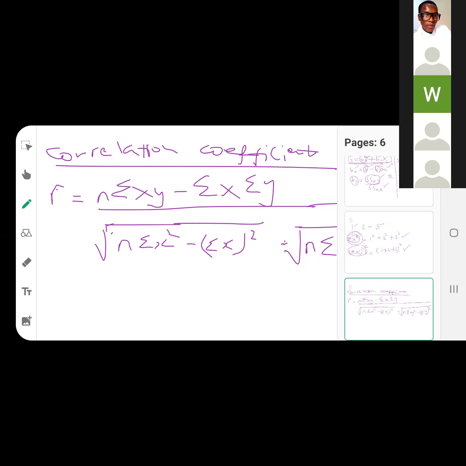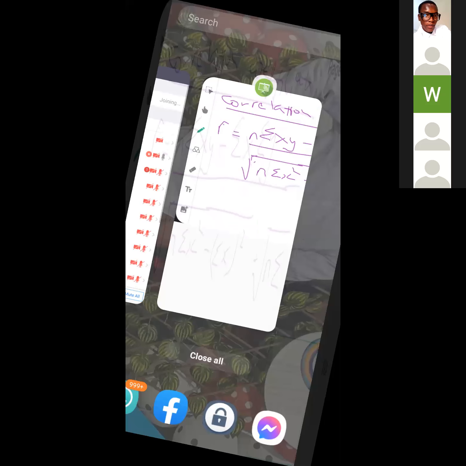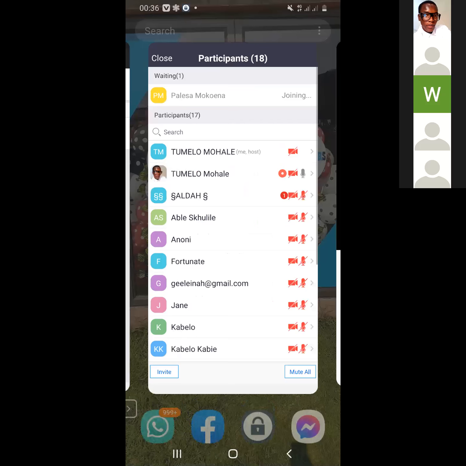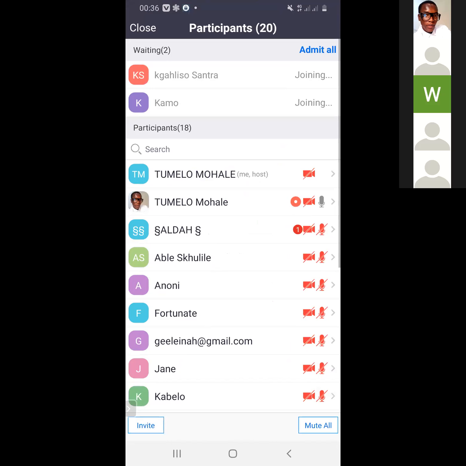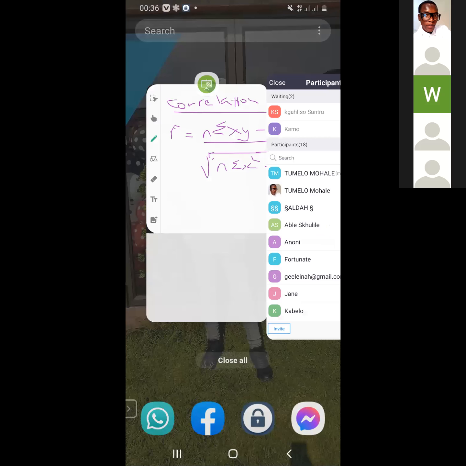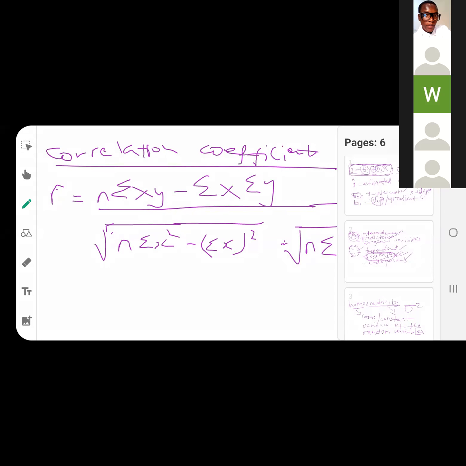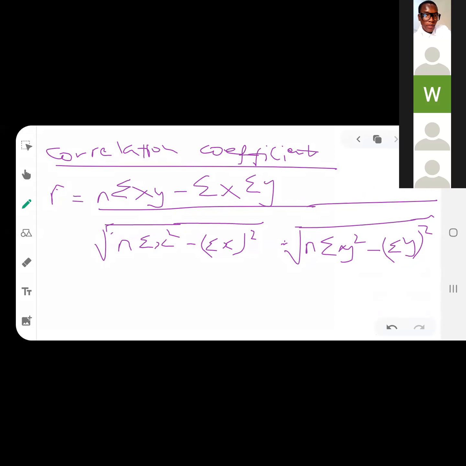Are you done writing the formula? Please make sure you respond, and then you can also indicate in the chat room so that I can quickly move on. Are you done writing the formula? Yes. Okay, thank you. It's the correlation coefficient.